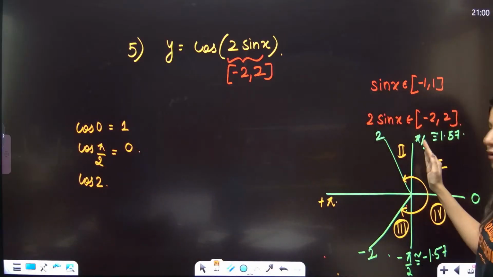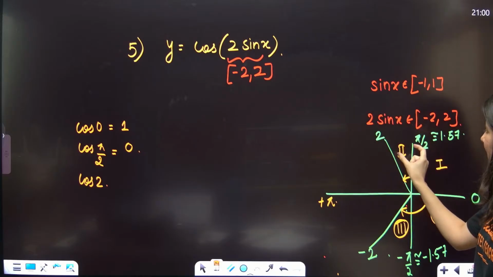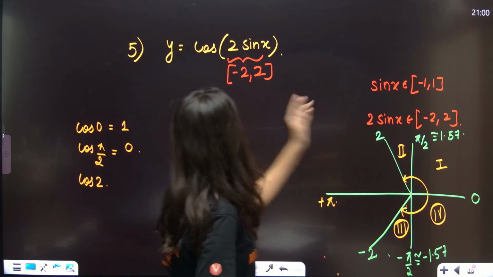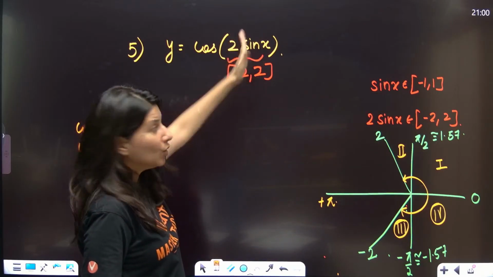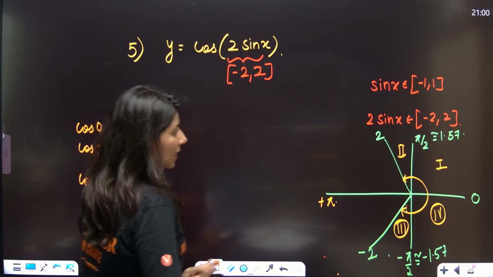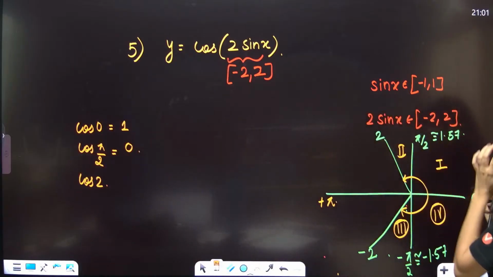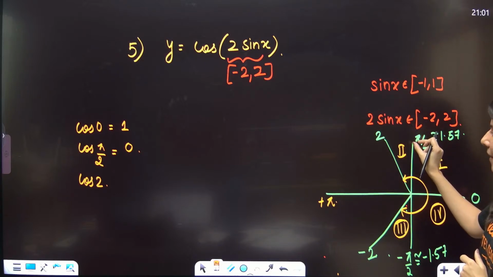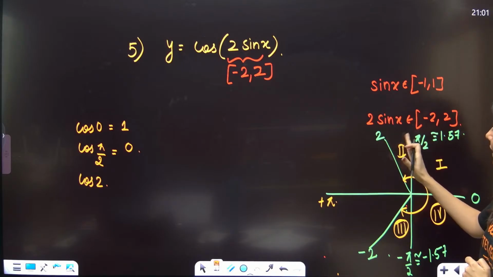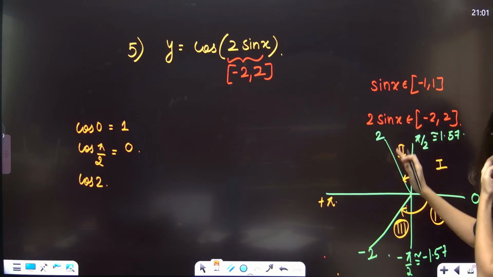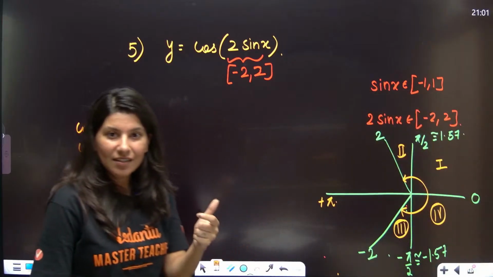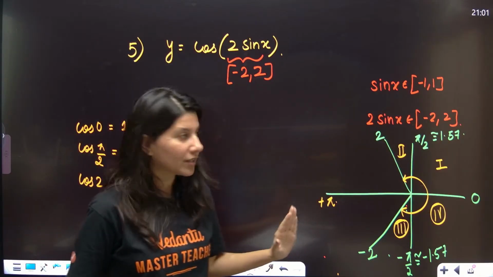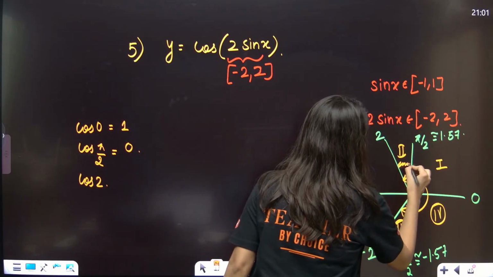Okay, so 0 to pi by 2, correct? Now in the second quadrant cos is negative. So when 2 sin x becomes 2, cos 2 is a negative value. What is the value at cos 0? Cos 0 is 1, cos pi by 2 is 0, and beyond this we are going to get the negative values in the second quadrant, yes or no? Cos of any angle will be negative when the angle lies in the second quadrant. So some negative values we are definitely getting.